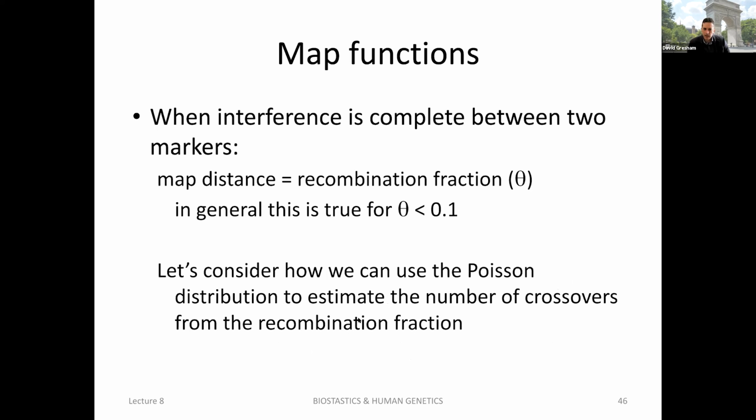And so let's consider how we can use the Poisson distribution or Poisson probabilities to estimate the number of crossovers from the recombination fraction. Okay, so let's start firstly by thinking about Thomas Hunt Morgan's approach.